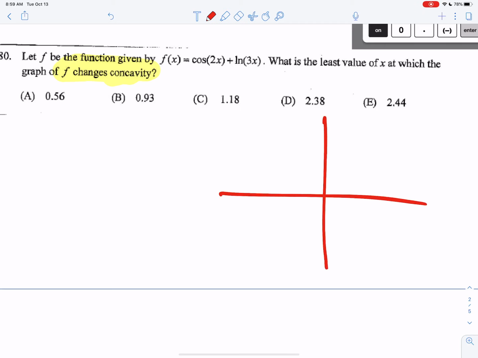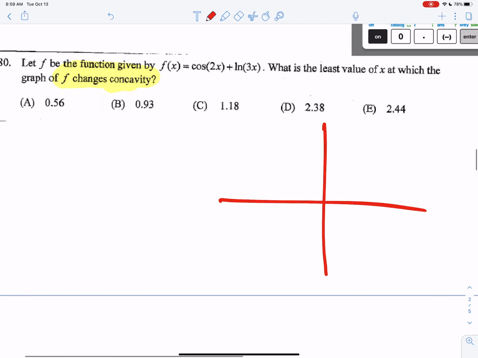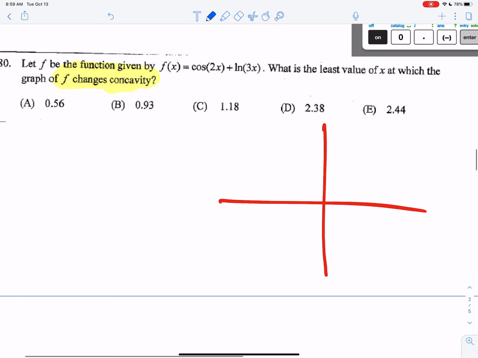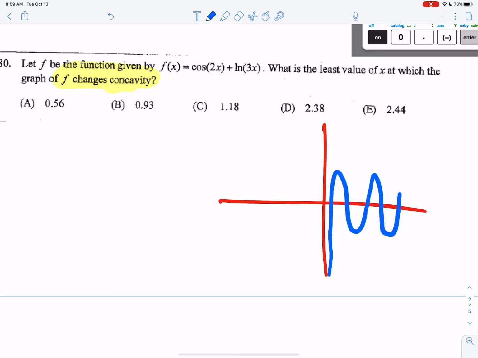I'll give you a picture here just to make sure you guys are on the right track. You got something that looks like... This calculator is so slow, it's awesome. Okay, so it was something like this, okay?